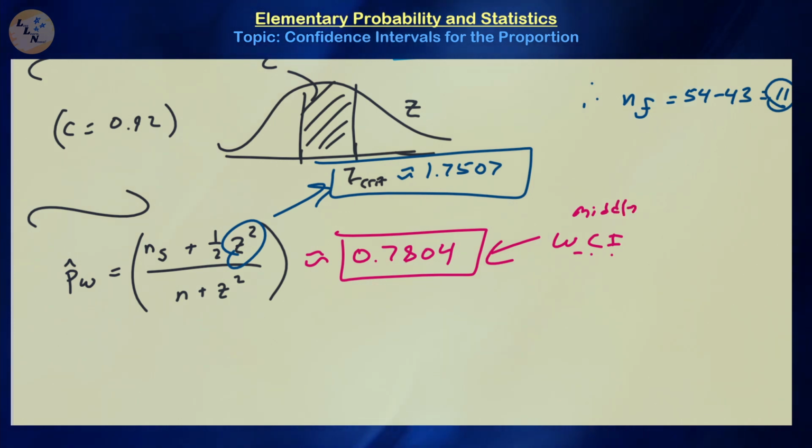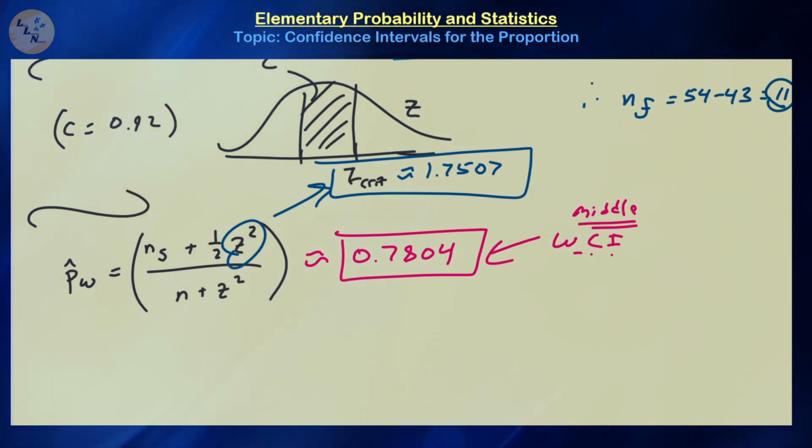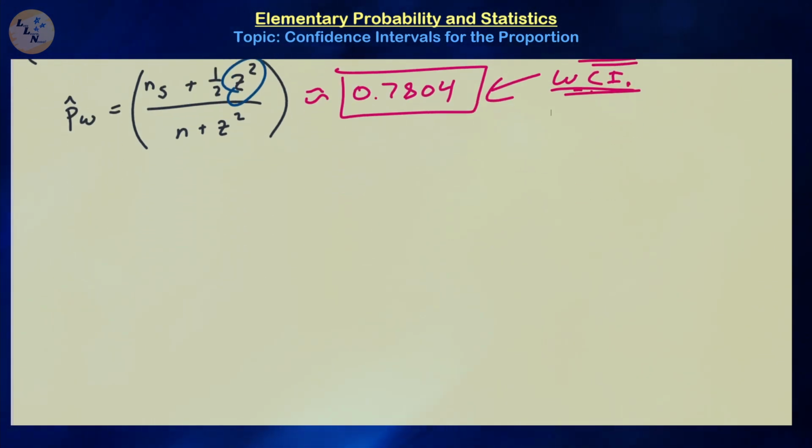So this is going to be the middle of our Wilson confidence interval, right? Keep in mind that the Wilson confidence interval is not symmetric about p hat. It's symmetric about this modified p hat value. There's a lot of analytical things behind it, but generally speaking, it's not centered around p hat. It's centered around a modified or a corrected p hat value, if you may.